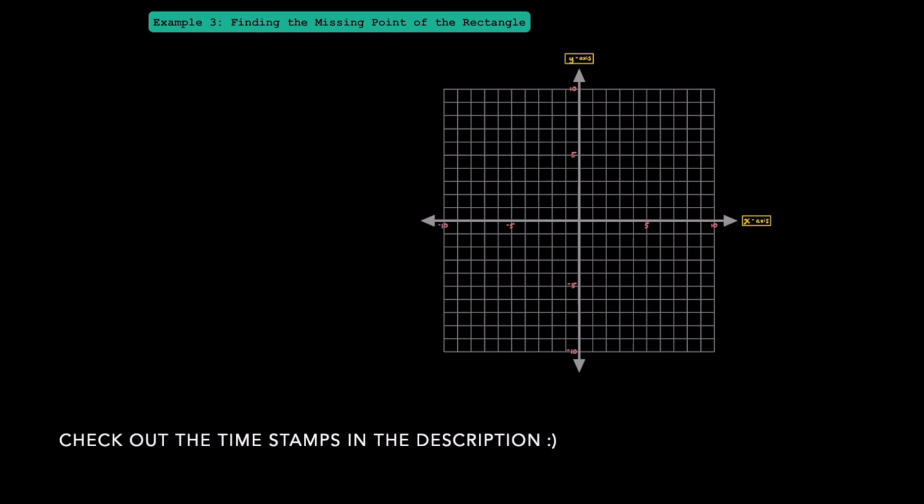Hey everyone, welcome back to part 2, where we're still working with coordinate planes. Just to refresh your memory, example 1 dealt with plotting points and writing down ordered pairs. And in example 2, we practiced finding the distance between 2 points on a coordinate plane as well as using absolute values. Let's pick back up with example 3, where we're going to find the missing point of a rectangle.